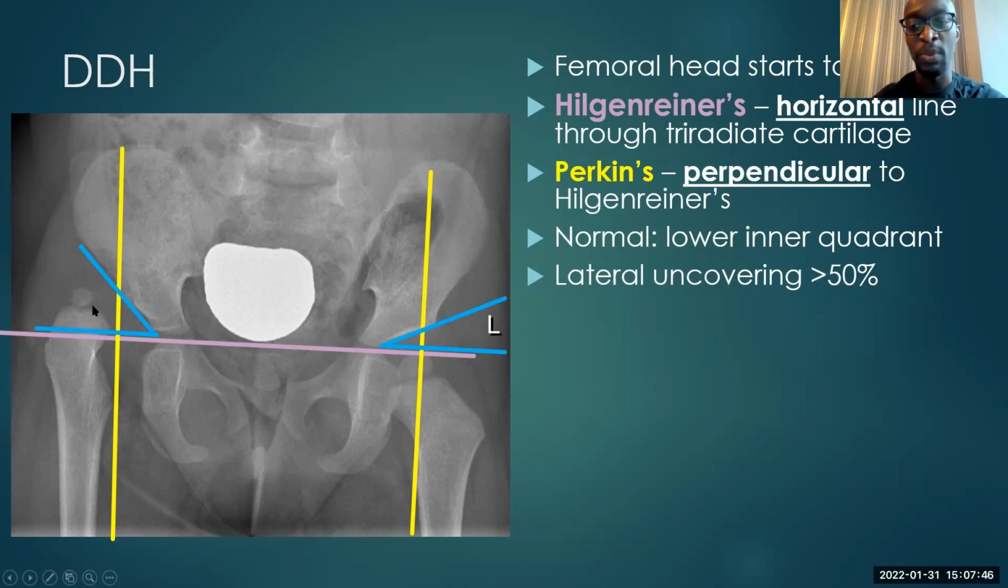And also if it's normal, you want more than 50% of the femoral head to be covered by the acetabulum. Whereas if you've got more than 50% lateral uncovering, then we would call that subluxation.